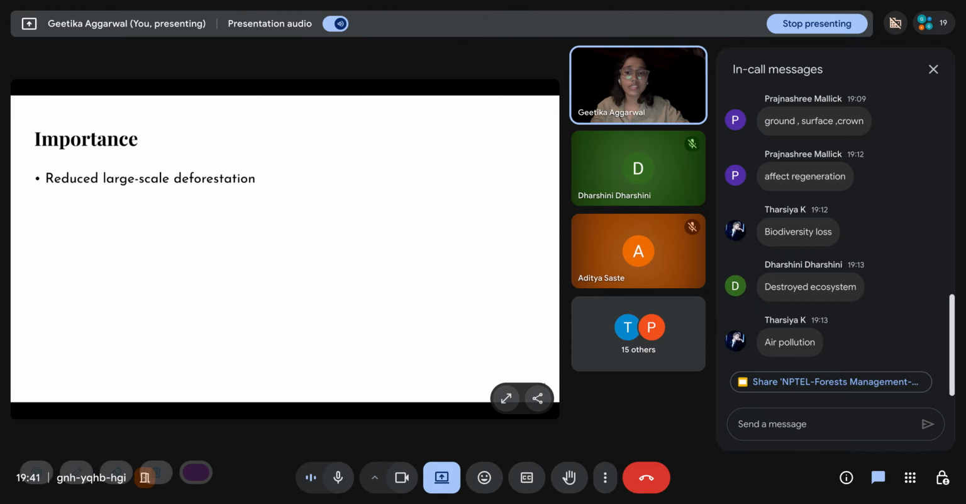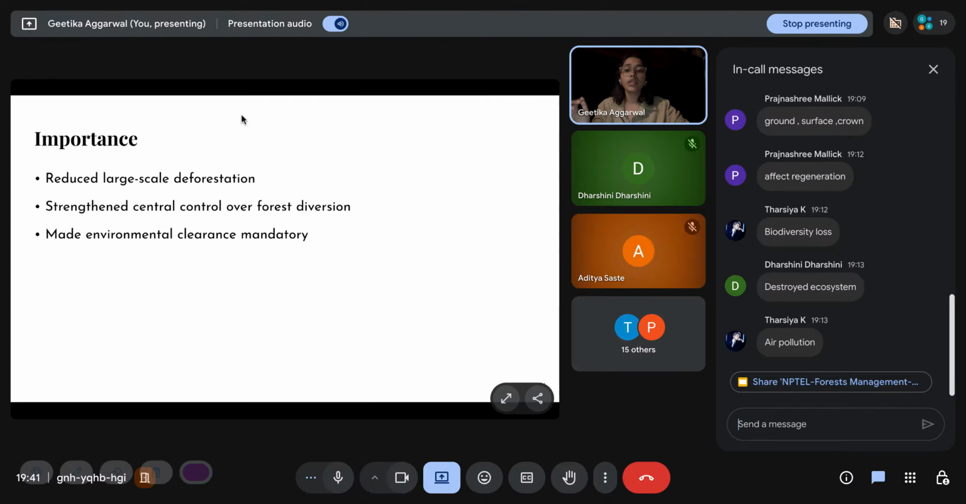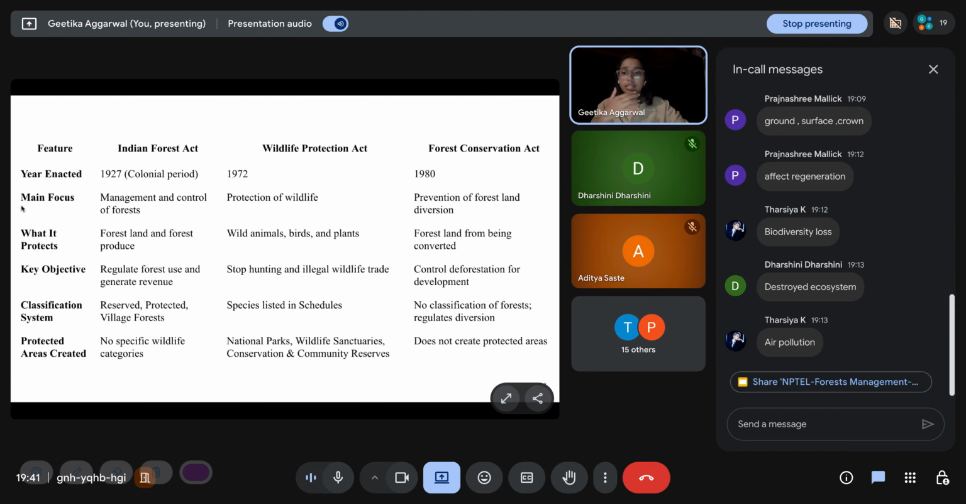What is the importance of this act is that it reduces large scale deforestation. So a lot of deforestation cannot actually be conducted without getting approval by the central government. So it controls that. It strengthens the control of central government over forest and over changing of forests based on different purposes. It made environmental clearance mandatory. So basically, you cannot just clear up forests. There needs to be some sort of compensation happening there. So it made that mandatory.